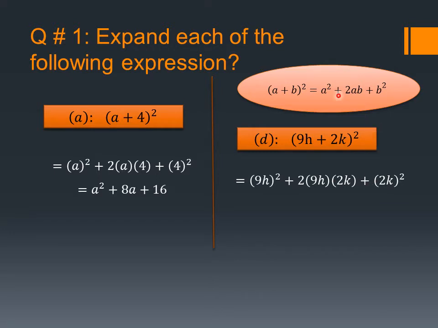Writing the right side of the formula, a square means 9h whole square plus 2ab, 2, a is 9h, b is 2k, plus b square means 2k whole square. In the formula, I have replaced all the a's with 9h and all the b's with 2k. The signs remain the same, powers remain the same. Now opening the brackets.